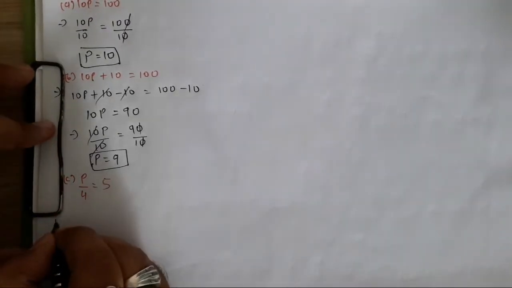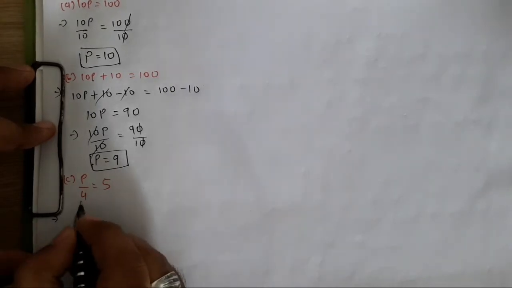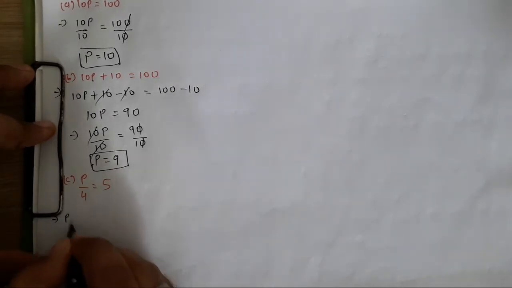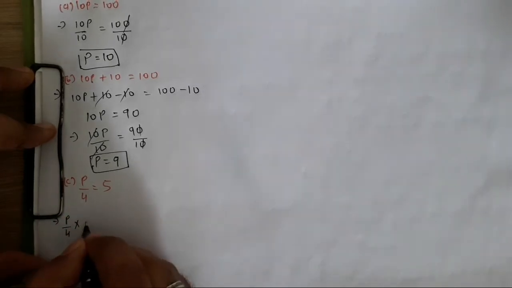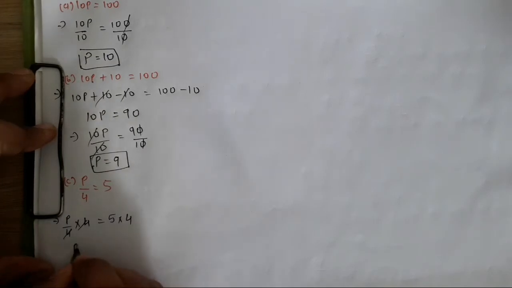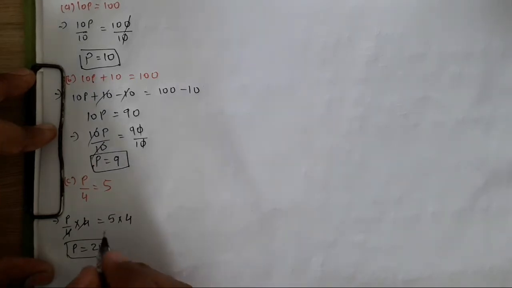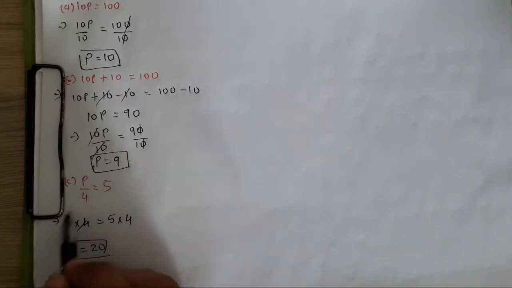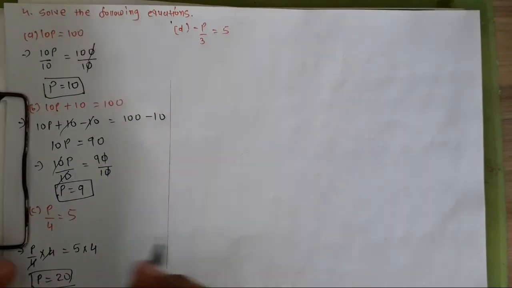Now the next one, p divided by 4 is equal to 5. Now I have to find the value of p. For that I have to remove this 4. Here the term is in division, so to remove this 4 I will multiply by 4. If I am multiplying one side by 4, I have to also multiply the other side by 4. So here 4 will be cancelled, p is equal to 5 into 4, 20 is my answer for this question. If I put 20 in place of p, then I will get 5 as my answer. 5 4s are 20.